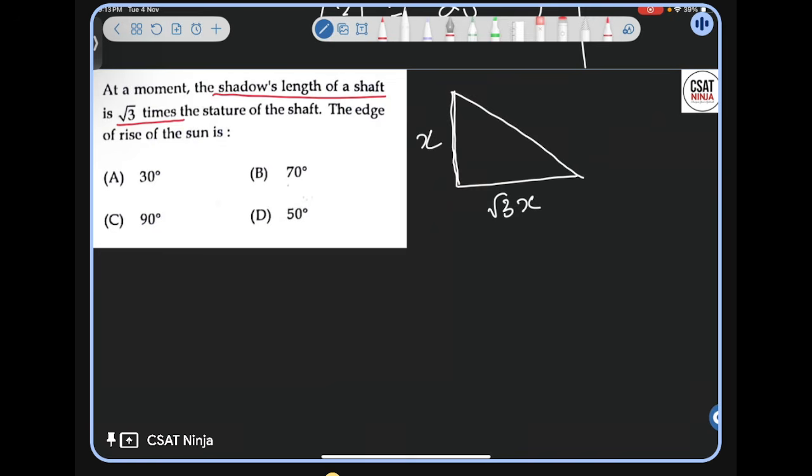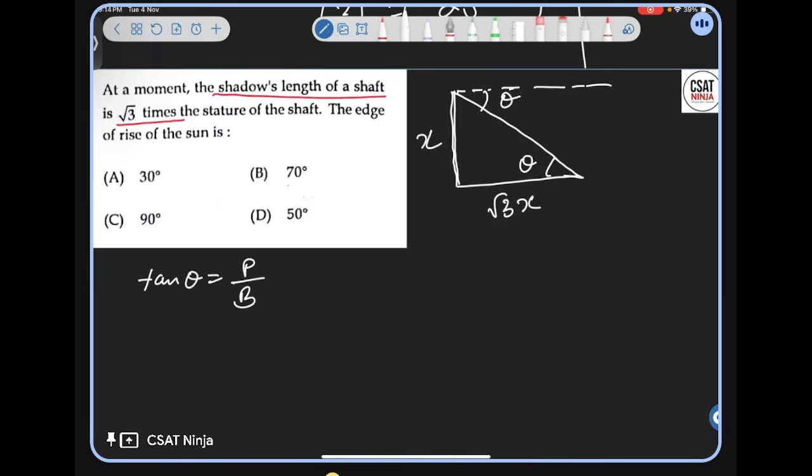I'll draw a triangle like this. We are asked to find the angle of elevation of the sun. That means we are asked to find what? The angle of this one. So which simply means this one also, okay? You need to find theta here. You just need to know one formula in height and distance. The formula is this: tan theta is equal to perpendicular by base.